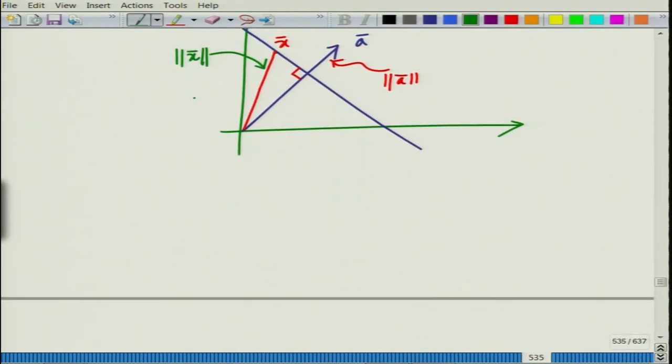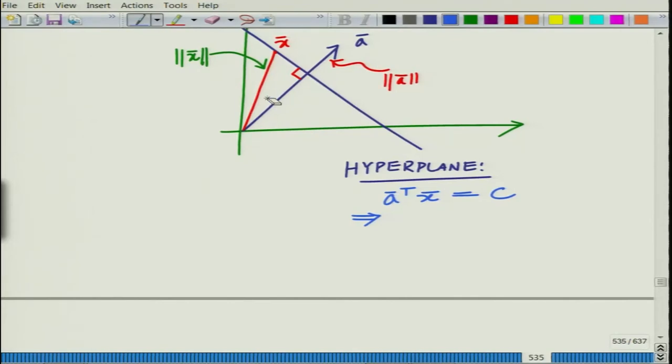Now, look at this, we have the equation of the hyperplane. Remember, the fundamental equation of the hyperplane is A bar transpose x bar equal to c, okay. Now, we know what the dot product A bar transpose X bar is. This is essentially norm of the vector A times norm of the vector X times cosine theta, where theta is the angle between the vectors A bar and X bar, okay. So if you call this angle theta, this implies that A bar transpose X bar is nothing but the dot product, right? This is the dot product.